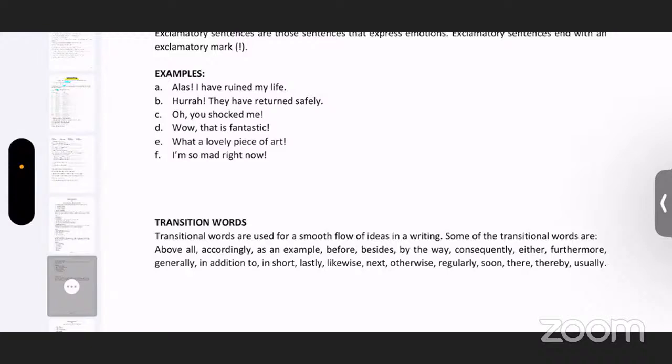Oh, you shocked me. Like all of a sudden, you're talking about surprise. When you talk about surprise, you see that maximum of these sentences will have an exclamation sign after them. Otherwise, we put the exclamation sign before for the expression. Give me a second.